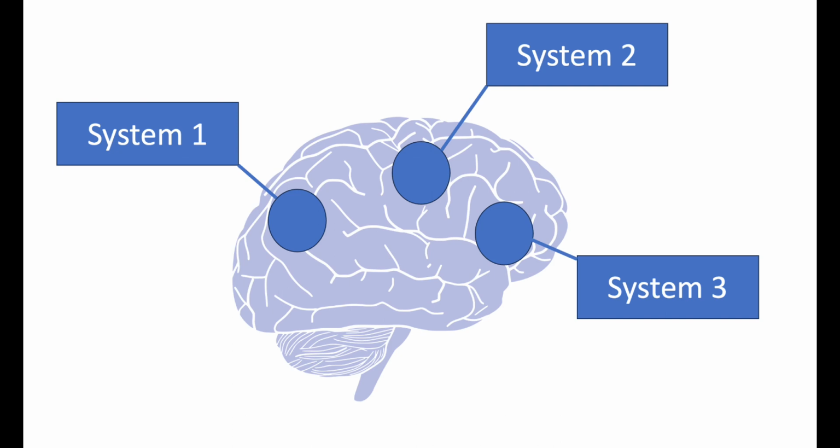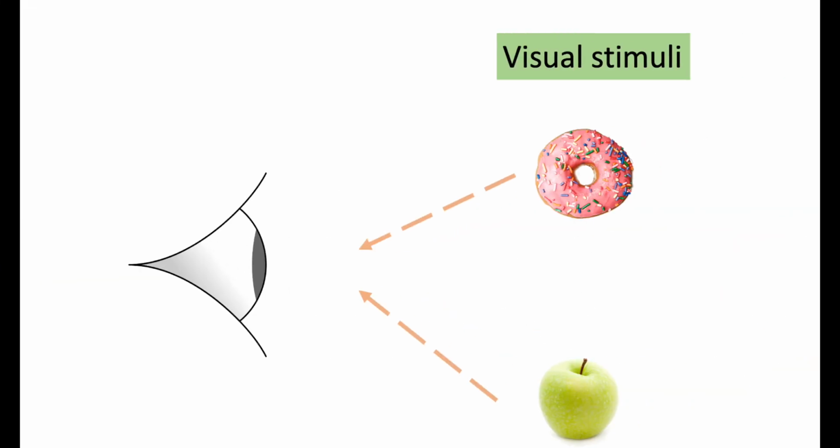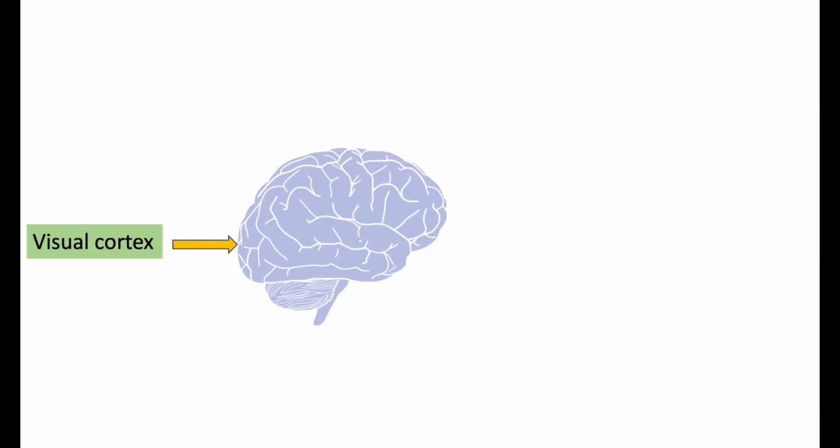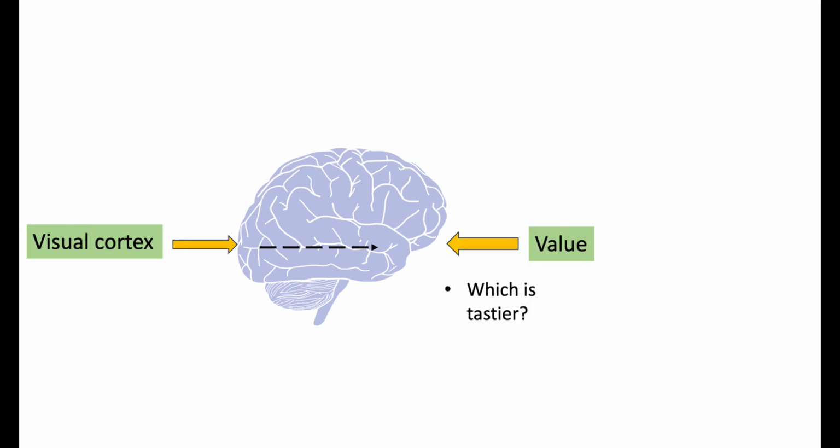Here is how it works for Betty's problem. She must choose between the apple and the donut. Visual information undergoes processing in her visual cortex, located at the posterior part of her brain. This information is subsequently transmitted to other brain systems responsible for assessing the relative tastiness of items.